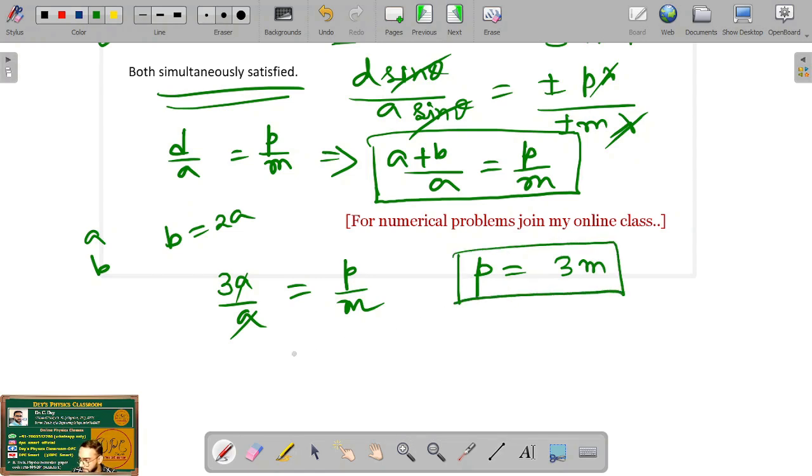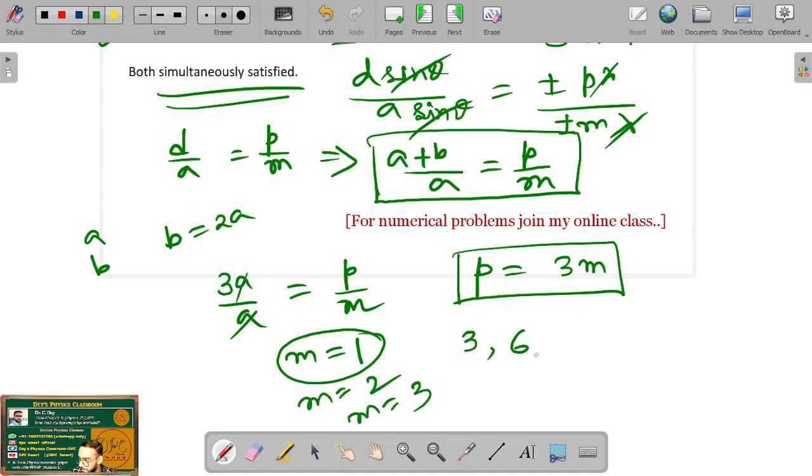That means in case of first order diffraction, m equals 1, which orders would be missing in the resultant intensity pattern? That is the third order. For m equals 2 it would be 6, for m equals 3 it would be 9th. So p equals, that means interference orders 3rd, 6th, 9th, 12th, etc., those orders would be missing.